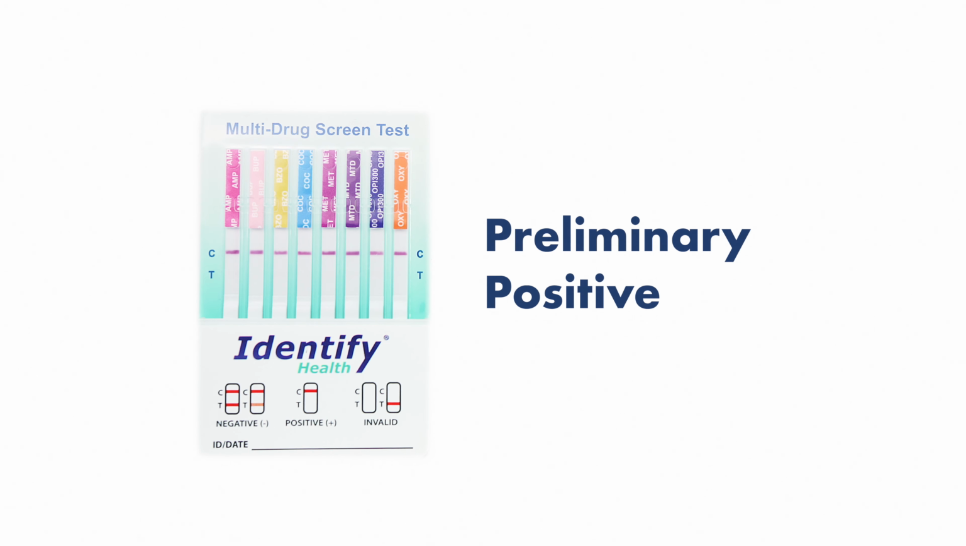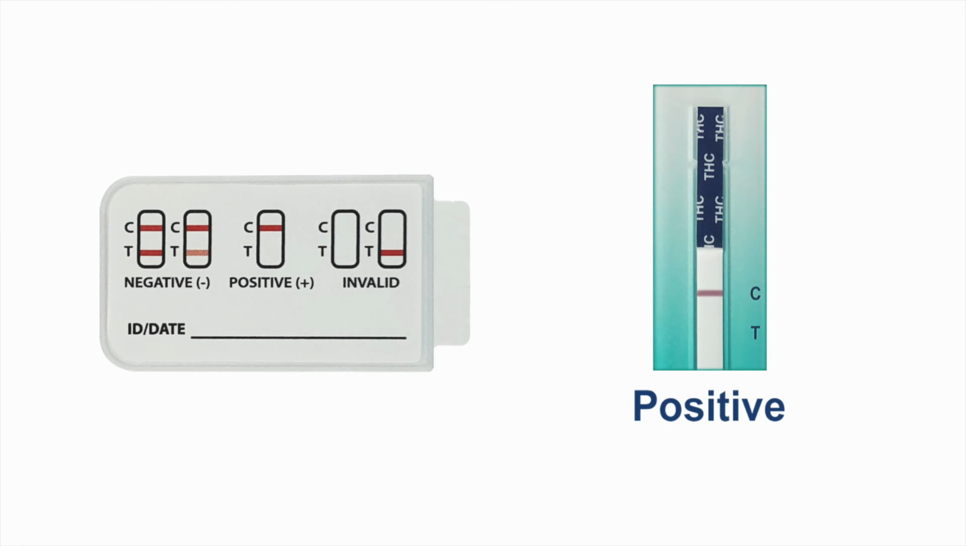Preliminary positive test result. When interpreting a preliminary positive test result, a single colored line appears in the control region C, and no line appears in the test region T. This means the urine screen is considered to be preliminary positive.